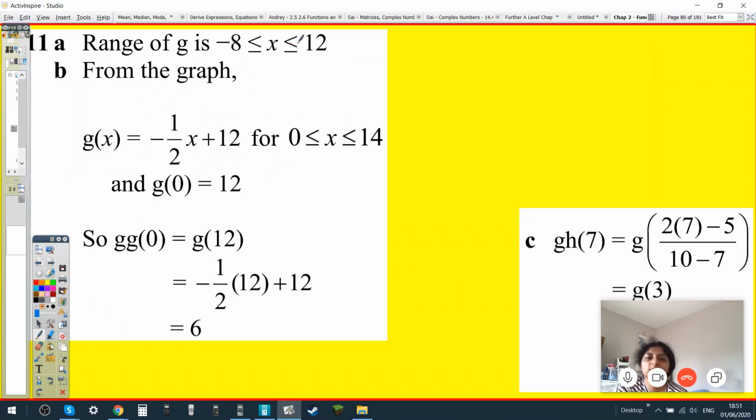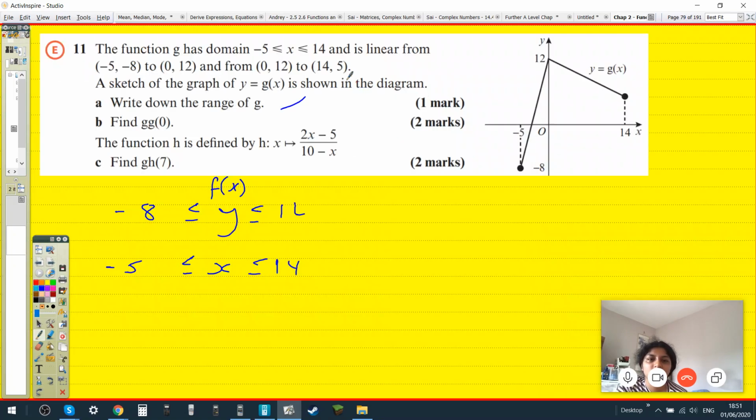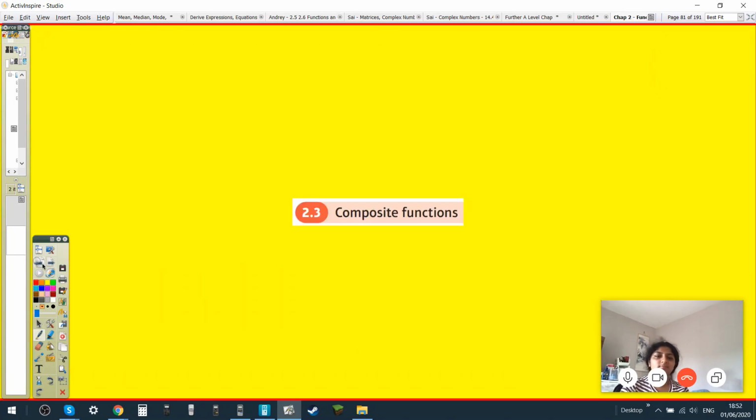And the range was minus 8. Hold on, why are they saying x? That's wrong. Yeah, it should be y, or g of x. Did they call this g of x? Yeah, it says the function g. That should be g of x. But x is wrong. Clearly that's the y-axis. Yeah, that should be y. X is a misprint. Composite functions.